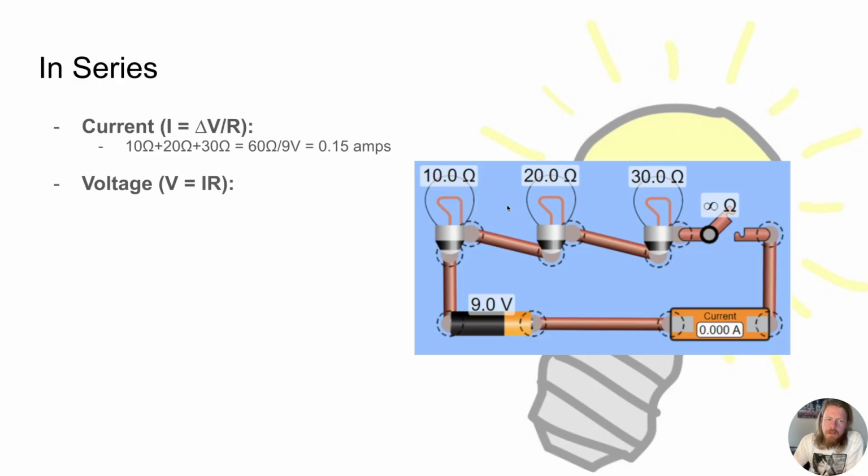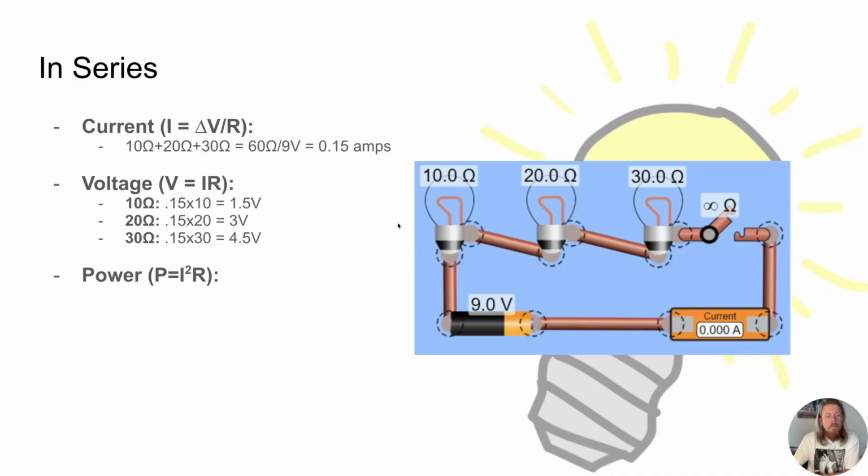The voltage is voltage equals I times R. So we take the 10 ohms here for our resistance, times the 0.15 amps in the current, and that gives us 1.5 volts. For the 20 ohms, we got 3 volts, and for 30 ohms, we have 4.5 volts.